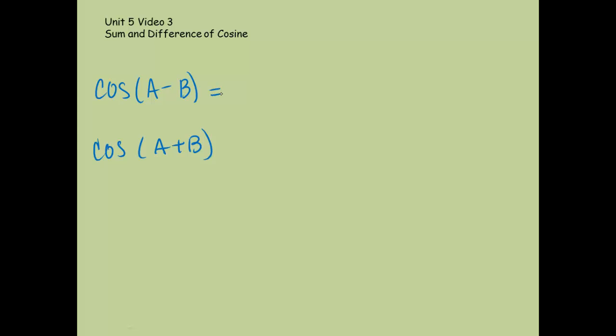And when I subtract these, it would be lovely to think that I could just distribute a cosine, but that's not the case because cosine's not a variable. Cosine's a function. It has a process. So we're going to have to write this out as the cosine of A times the cosine of B plus the sine of A times the sine of B. And that's the formula for when we subtract two angles.